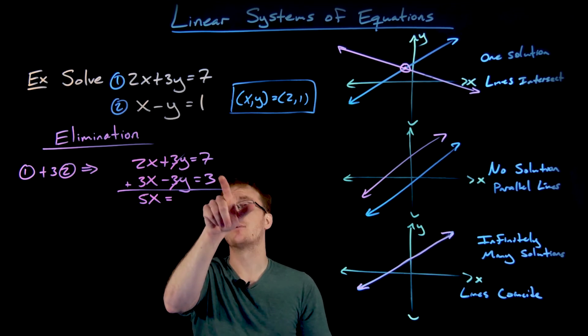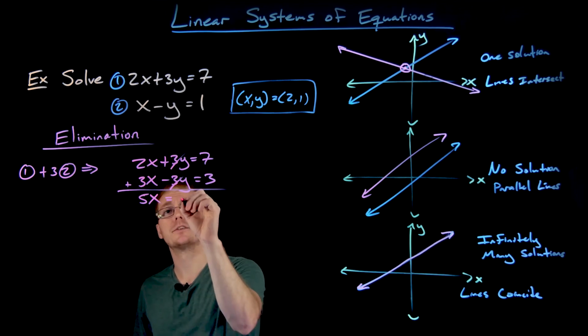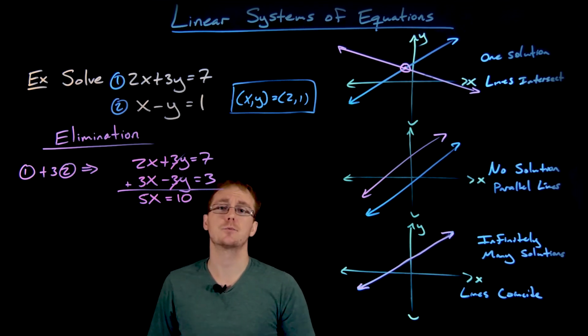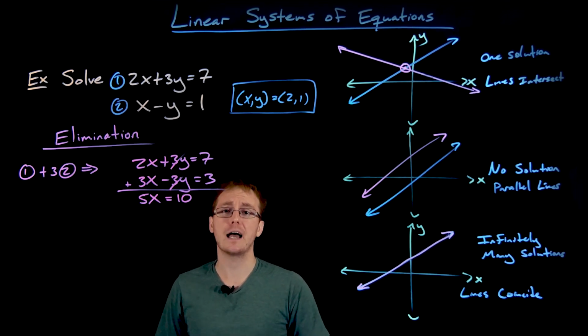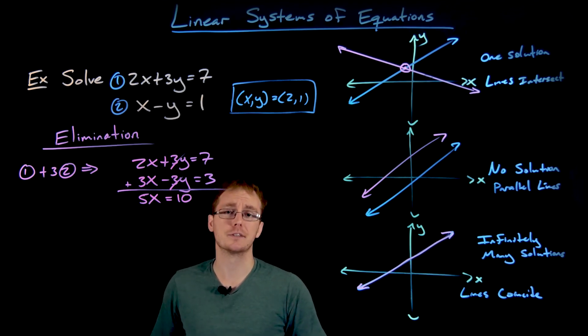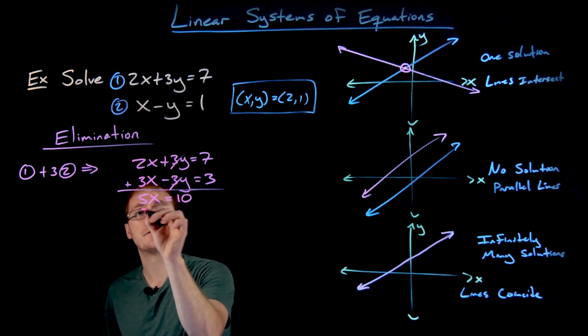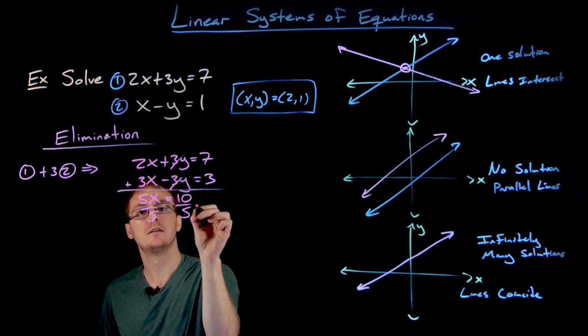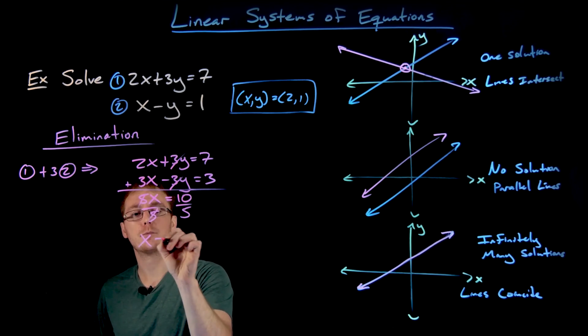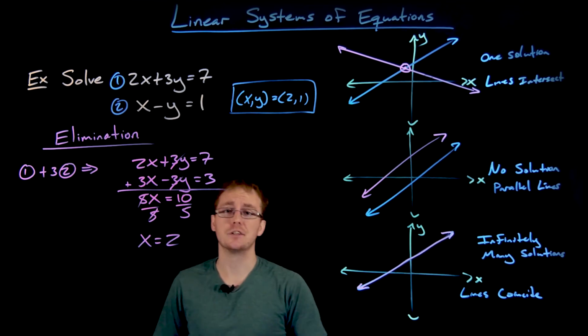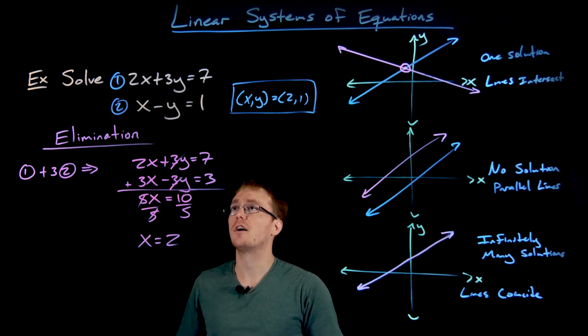And so now we have to add the right-hand sides together. 7 plus 3 is 10, leaving us with an equation in one variable, x. 5x is equal to 10. Now we can divide both sides by 5. And we find, once again, that x is equal to 2. And to finish this off, we need to back substitute and solve for y.